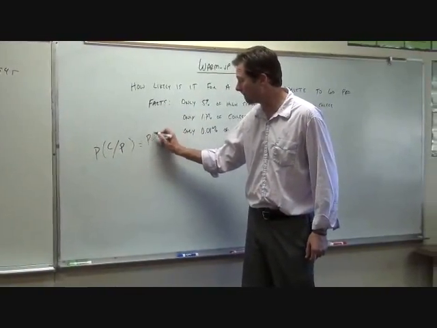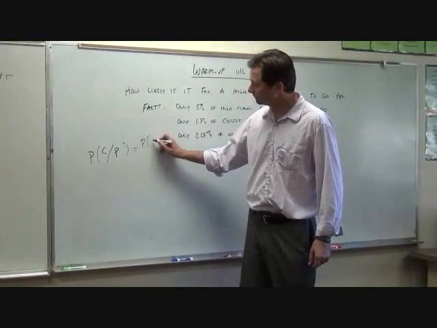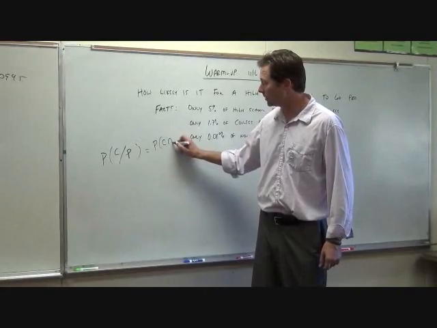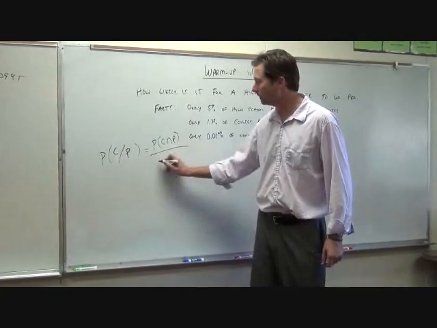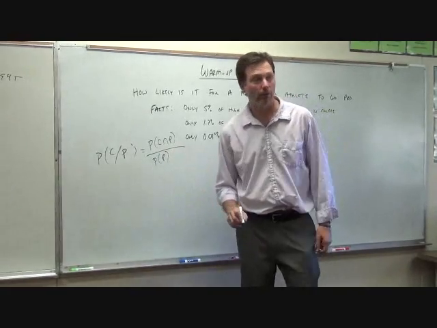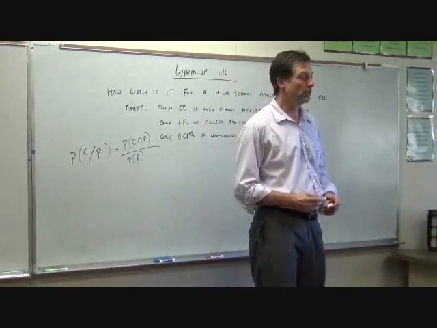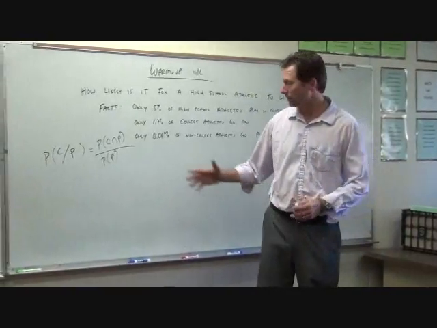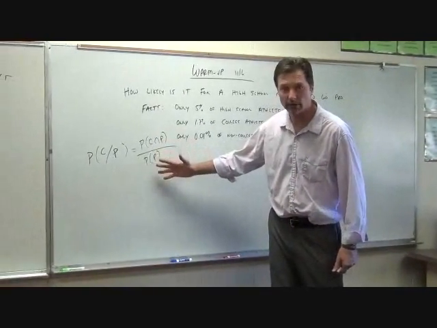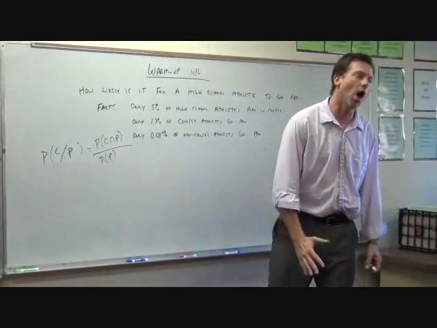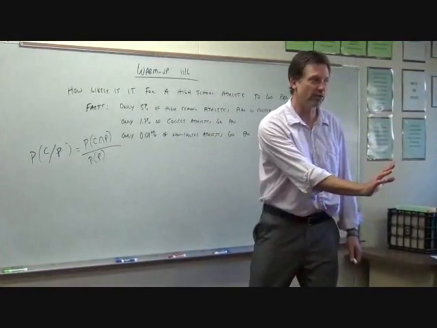What's on top? C. Probability of going to college and turning pro, and what's on the bottom? P. Probability of going pro. Okay, I just used our conditional probability. Now, anything up here look nice? Anything up here? No! Okay, I love that you said that.